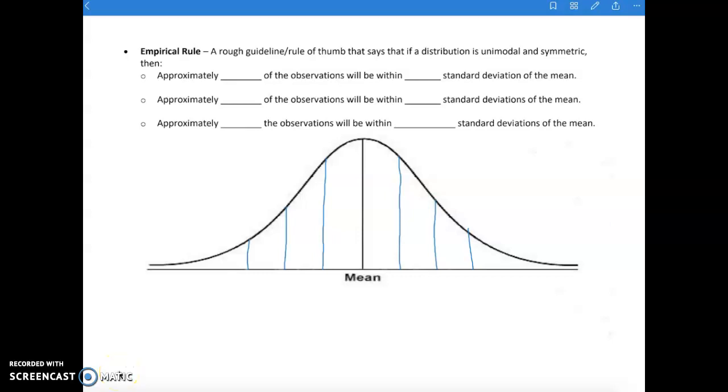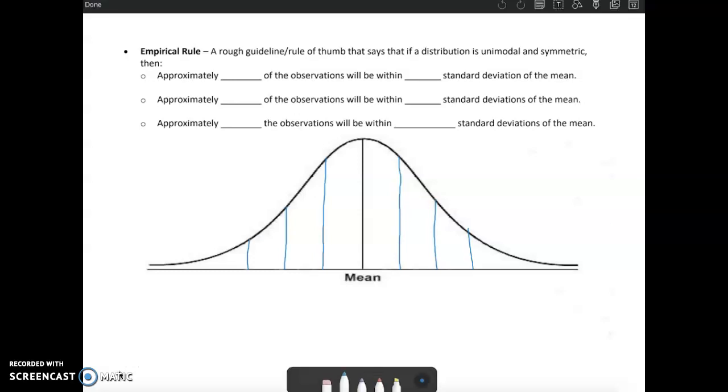Now we have what is called the empirical rule. This is a rough guideline or a rule of thumb that says if your distribution is unimodal and symmetric, so that's important first, it has to have those two qualities, then what we can say is that approximately 68% of the observations will be within one standard deviation of the mean.